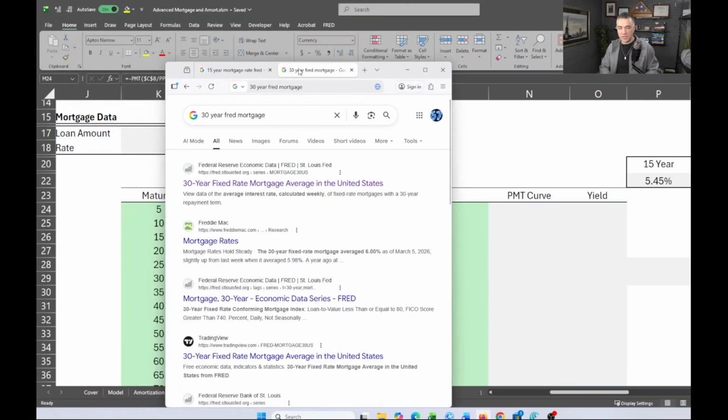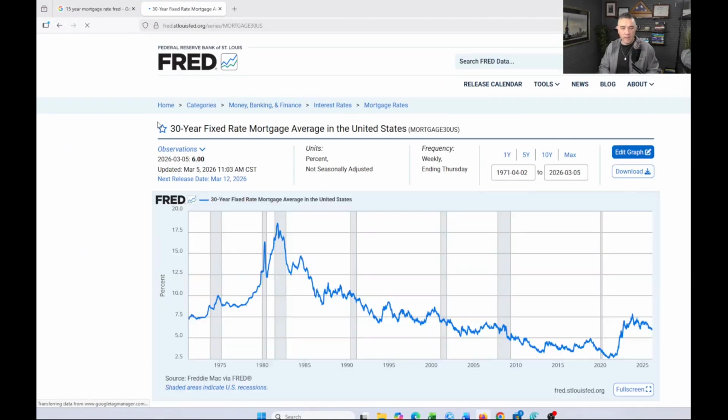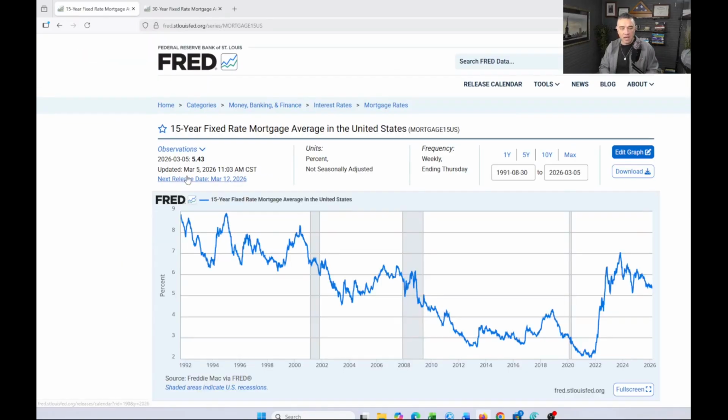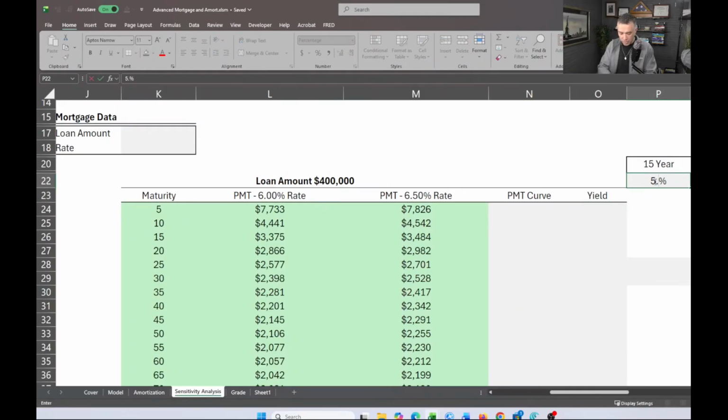All right, I'm going to pull this in and show you what I'm looking at. What we want to do is find out what's the 30-year. 30-year is 6%. What is the 15? There's no such thing as a 50, so I can't look up the 50. It is 5.43. So it changed a bit, 5.43, and then I'm going to hit tab, and then we want to do a 6.